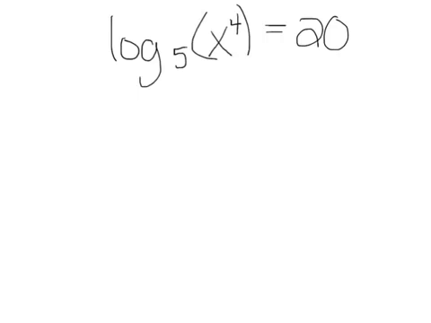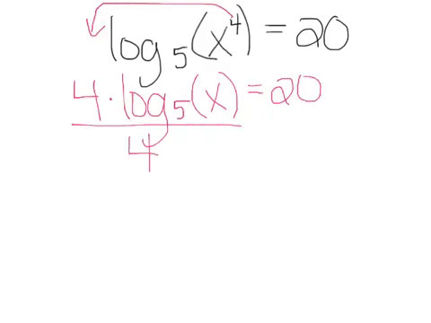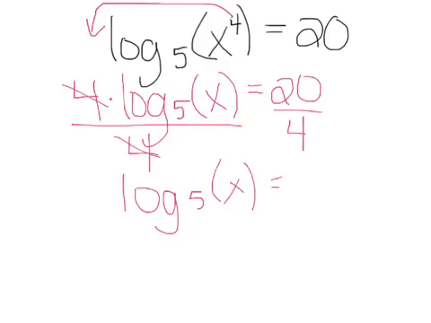The first step would be to apply the power property of logarithms. We know that when you have a power or exponent on the input of a logarithm, that power can be brought out in front and multiplied in front of that logarithm. So we could rewrite the left side as 4 times log base 5 of x equals 20. Then we're going to divide both sides by 4. If we divide both sides by 4, we get log base 5 of x equals 5.